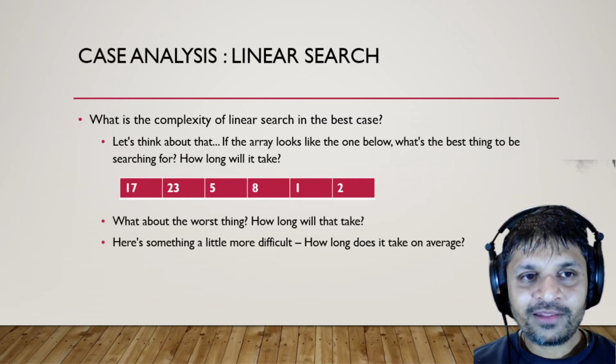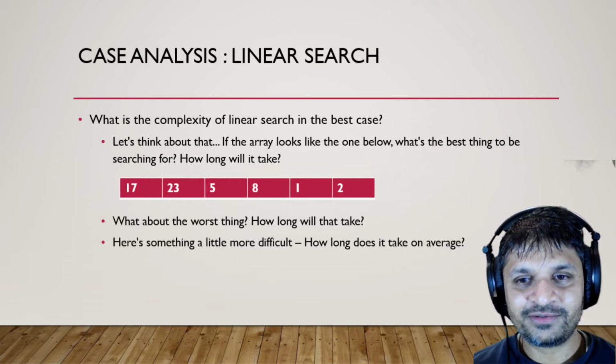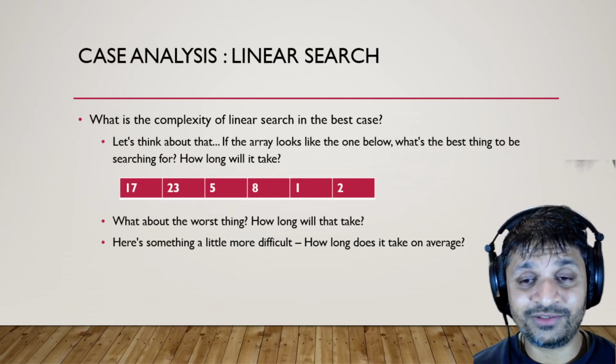So looking at the list that's presented there with the 17, 23, 5, 8, 1, 2, what's the best case? What would I be searching for that would make this thing run the fastest? Hopefully you came up with 17, right? Because if I'm looking for the 17, I'd immediately see 17 and go, okay, I'm done. How long would that take? That would take just one operation.